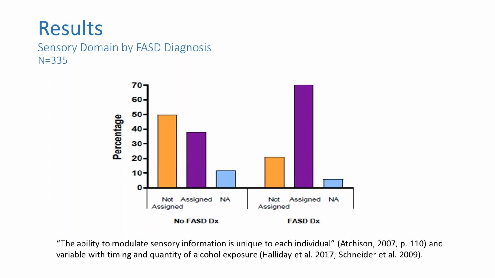And that's why it should be an important domain to consider, because that's why we have the 10 domains. We often see language impairments, but not every child has the language domain assigned to them, or memory or adaptive functioning, those kinds of things. And the ability to modulate sensory information is really unique to each individual, and we know with the literature that we talked about at the beginning that it can be variable based on the timing and the quantity of alcohol exposure as well.